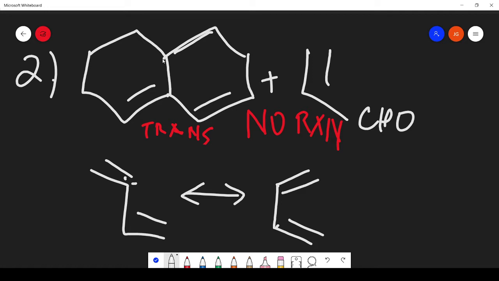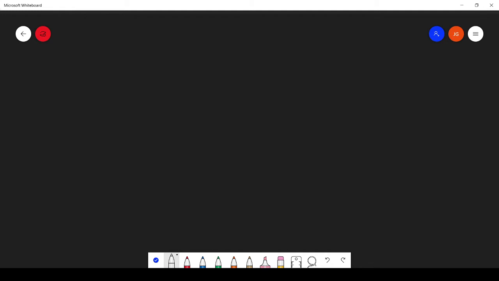back into the cis. You can try to draw this in the cis conformation, but it would require the double bonds to literally jump around if you were to move it. There's no easy way to move around these double bonds so that you can get the cis conformation. Maybe not, you're not going to be able to get anything. So because it's, if you want to use the proper term, locked in the trans conformer, there will be no Diels Alder reaction. No Diels Alder. That's a bit of a tricky one.